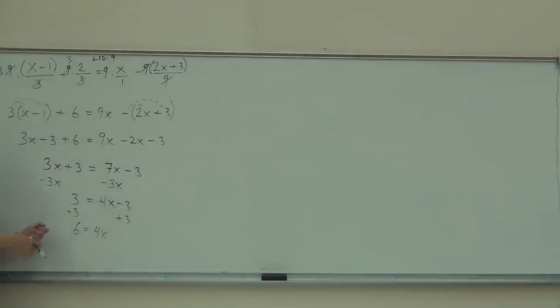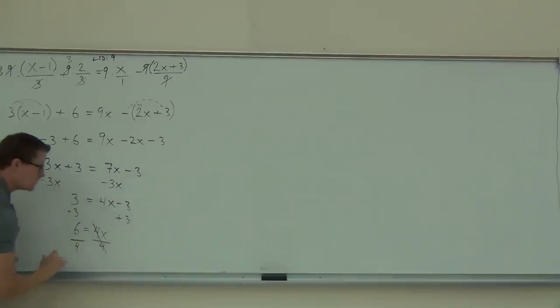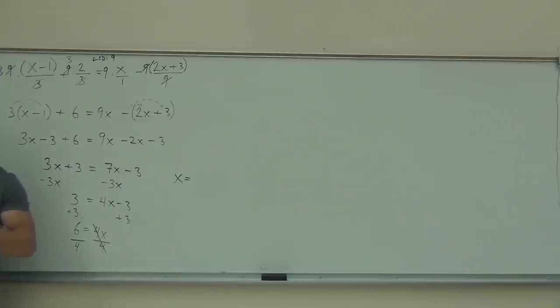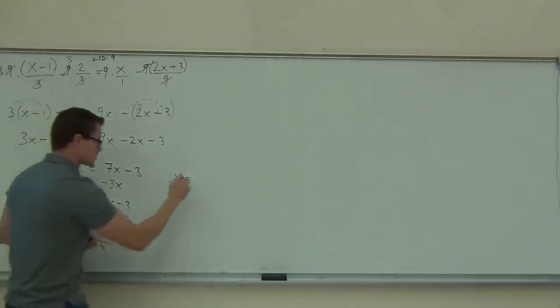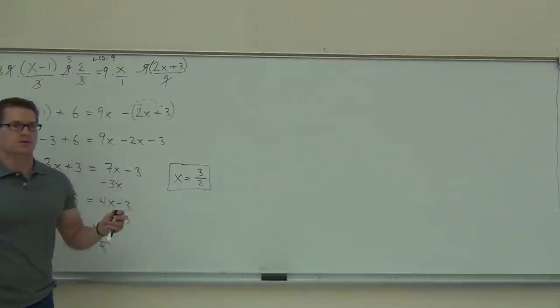Last step, of course, is always to divide. If there's a number in front of x, we'll divide by 4. How much is x going to equal? 3/2. Yeah, 6/4, so we're going to reduce that. We're going to simplify that to 3/2. That's as good as we can do on this problem. That's it.